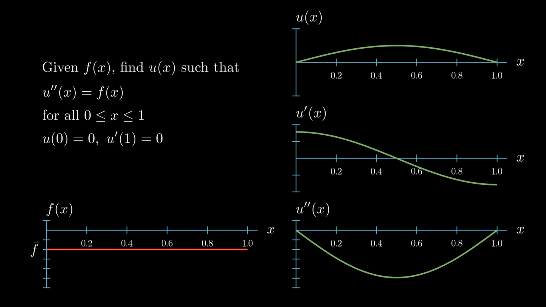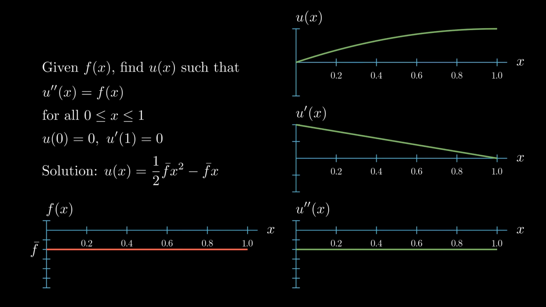For this simple problem in 1D, it is possible to find an analytical expression for the solution function. By illustrating this function and the derivatives, we observe that this function is indeed a solution to our problem, because the second derivative of u is equal to f of x, and the boundary conditions are fulfilled because u at x equals 0 is 0, and the first derivative of u at x equals 1 is 0.